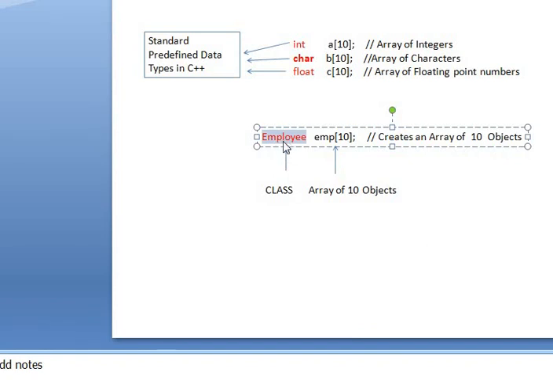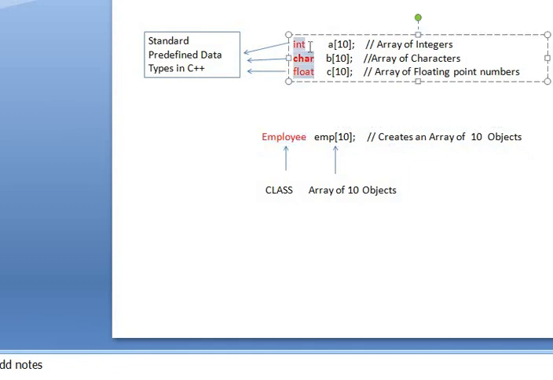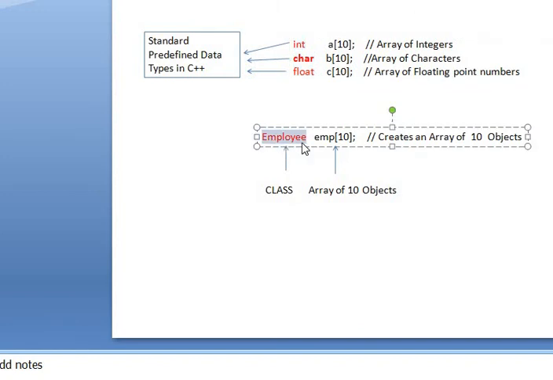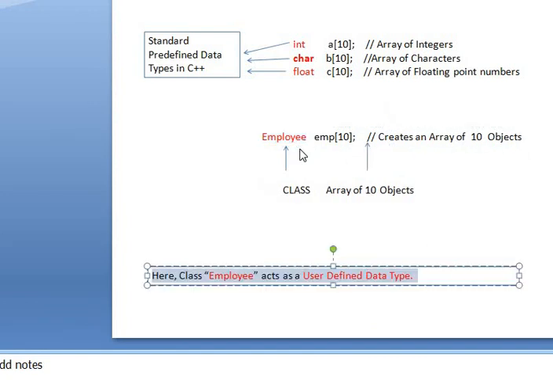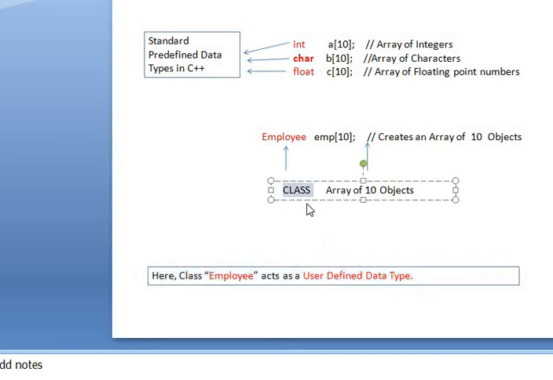For such reasons, here the class employee acts as a data type. But unlike these three data types, int, char and float, which are already defined in the C++ library, this is not, because this is user defined. The user has to define this class named employee and then set the properties and behavior for this class employee. And it is for this reason that this class employee here acts as a user defined data type. So now it is clear that the class acts as a user defined data type.